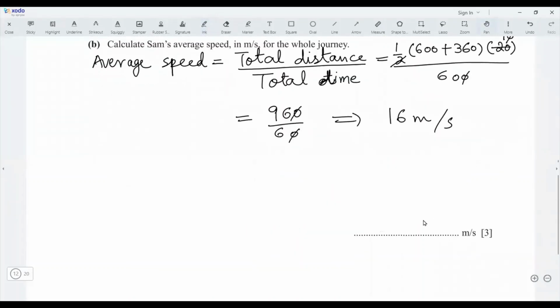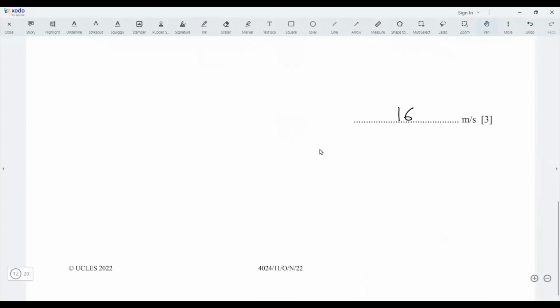So it is having 3 marks. If you have written down the correct formula, correct distance calculation, and then correct simplification, you will get all 3 marks. So going to the next part.